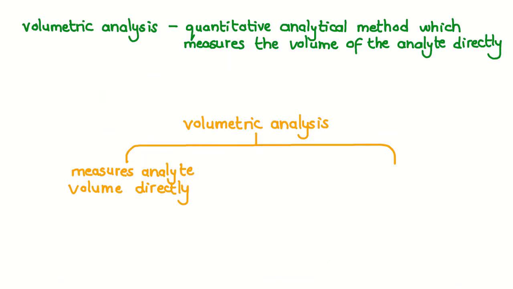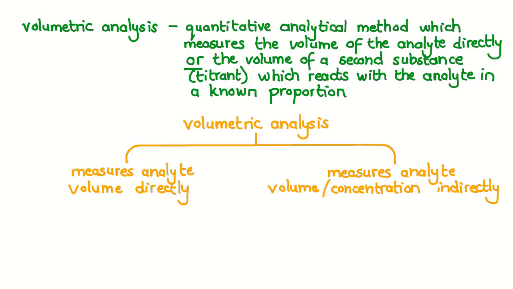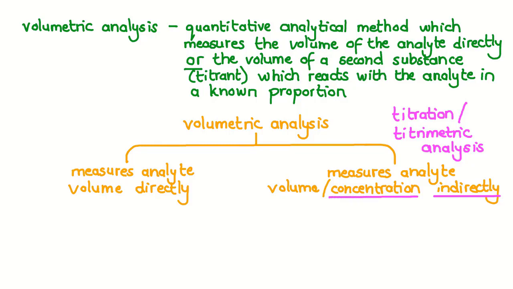Volumetric analysis is a quantitative analytical method which measures the volume of analyte directly or the volume of a second substance called the titrant, which reacts with the analyte in a known proportion. This second method is an indirect method of analysis and is known as titration or titrametric analysis. In a titration, it is usually the concentration of the analyte which we determine, using the volume of a second substance, called the titrant, whose concentration is accurately known.